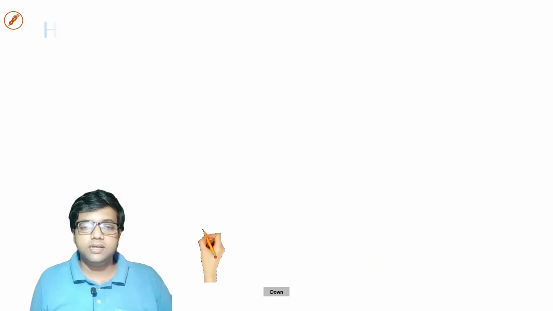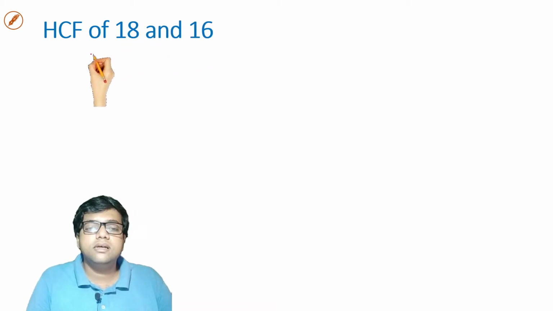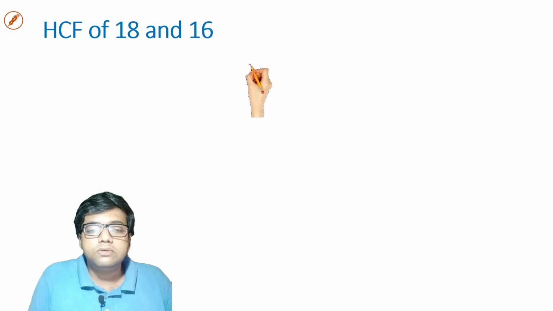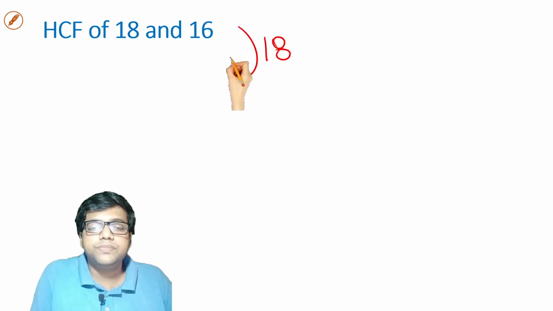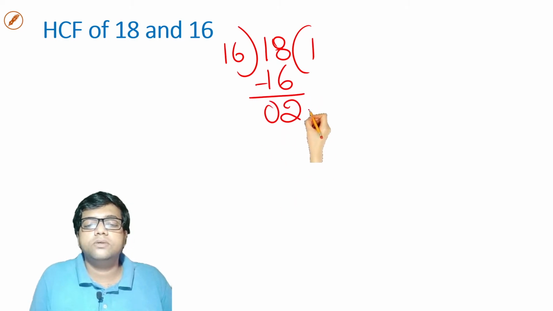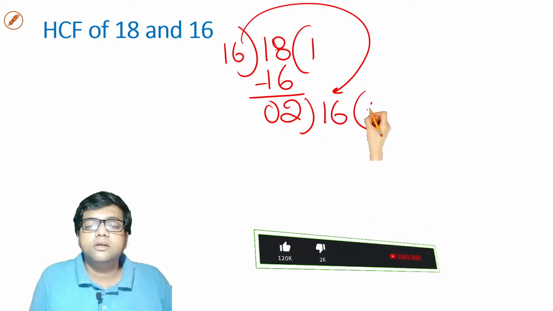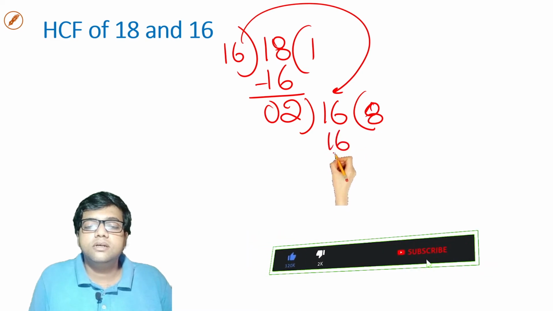Okay. So let's find the highest common factor for 18 and 16. This is also very easy. Divide the larger number by the smaller number. What do you get? 16 ones are 16. You get remainder 2. Now divide this 16 by the remainder. What will you get? 2 8s are 16.